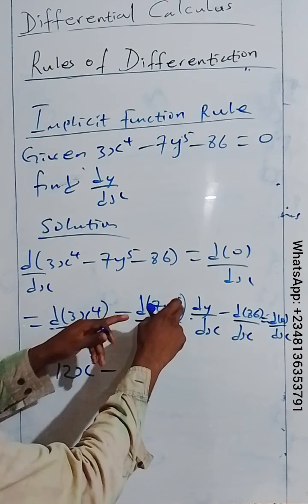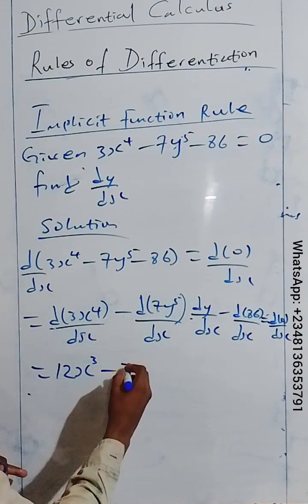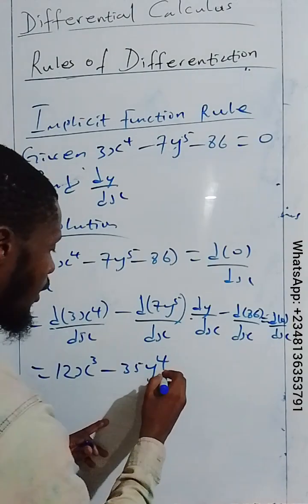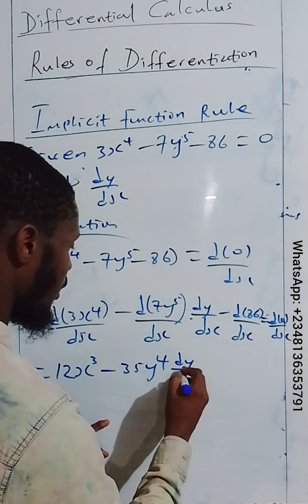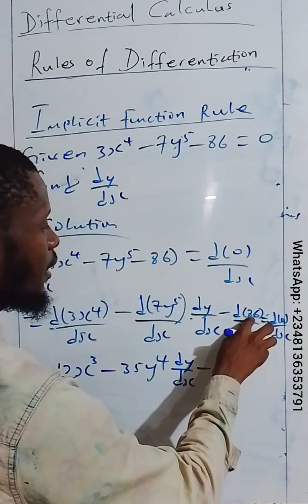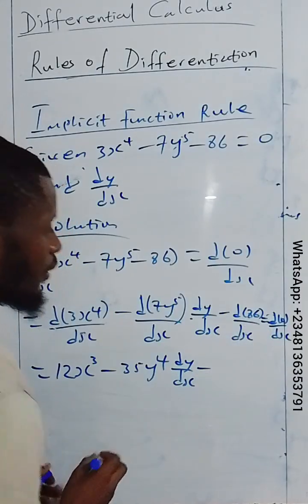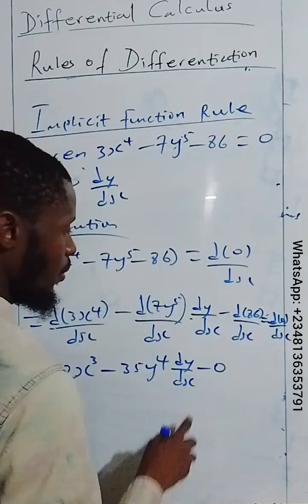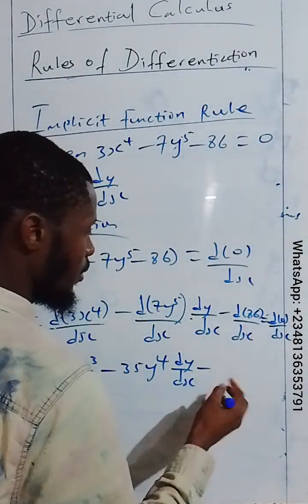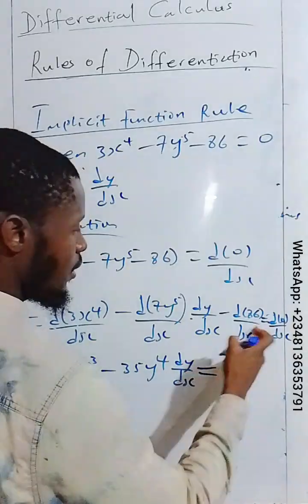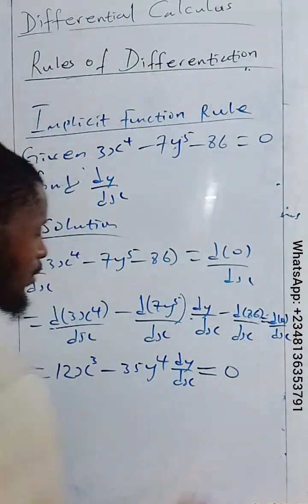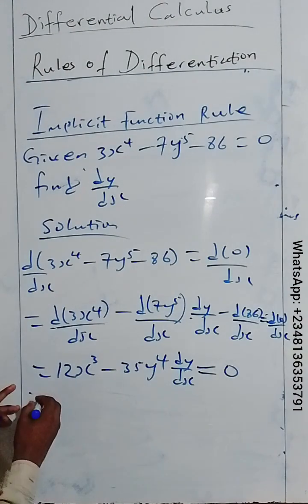We differentiate this one: 5 times 7 is 35, y raised to the power 4. Then don't forget we have dy/dx. Then we have minus the derivative of a constant. The derivative of a constant is 0, so that one will go away. We don't necessarily need to put it there. Then we have the equal sign, and the derivative of 0 is also 0.